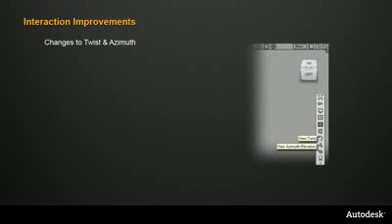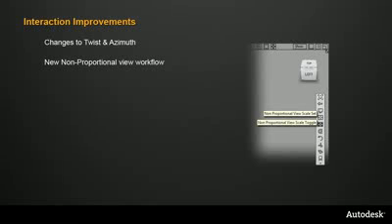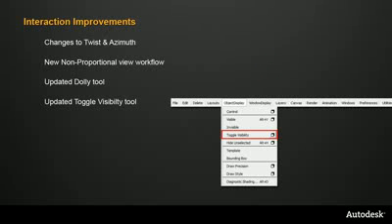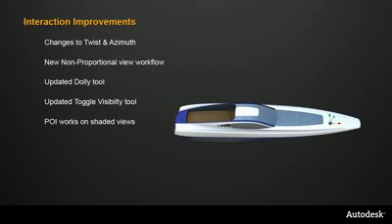First, on the 3D window navigation bar, the twist and azimuth tools have changed to be more predictable. Also on the nav bar, the non-proportional view has a new workflow, and this also applies to the same tools on the view palette. The dolly tool has a new mouse movement to specify the zoom, and toggle visibility has become a permanent tool instead of a plug-in. And finally, the point of interest can now be set on a shaded model with no wireframe displayed.